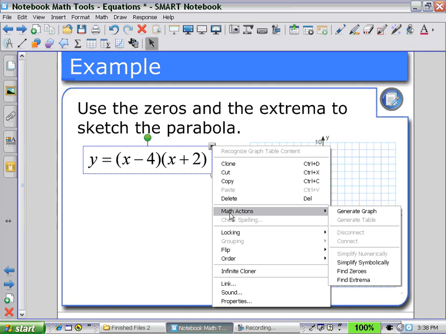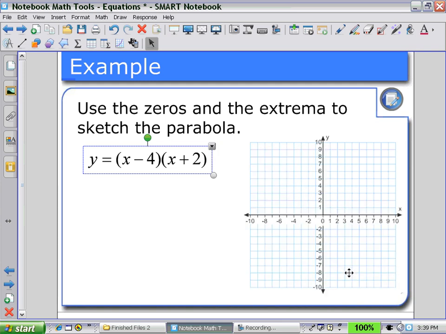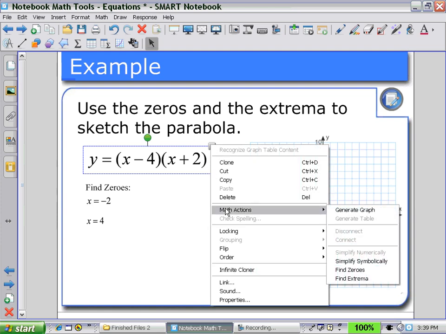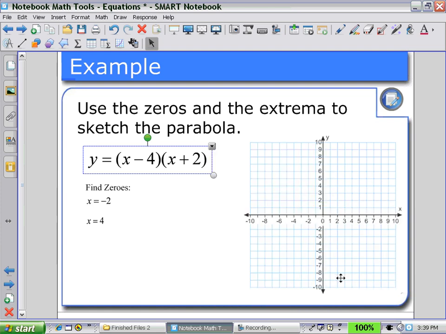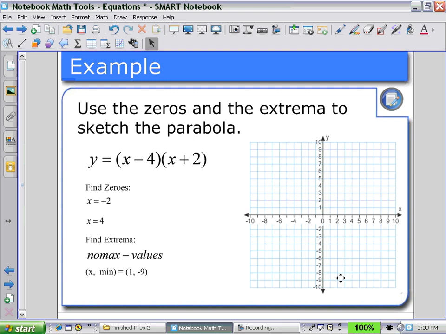We would find our zeros at x equals 4 and x equals -2. And then select the equation again using math actions, find our extrema. Again, it is looking for the equation. We can see that we have no maximum, only a minimum value of -9 at x equals 1. And then the students can use this information to draw or sketch their parabola.